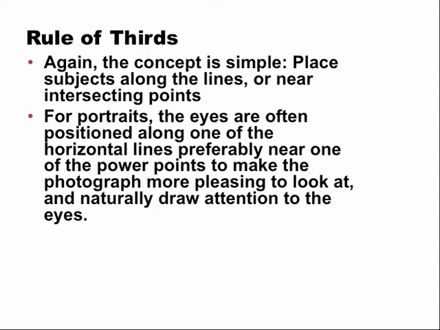For portraits, if you're going to shoot people, especially portrait style for some of the exercises we're going to do, the eyes are often positioned along one of the horizontal lines, preferably near one of the power points. Those little crosshatches that were marked red make the photograph more pleasing to look at and naturally draw attention to the eyes, so it doesn't feel awkward. It doesn't look like a mugshot rather than a portrait.